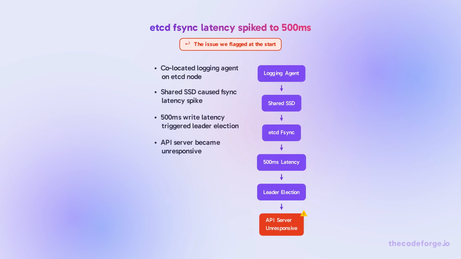This is the same issue we highlighted at the start. Here's exactly why that happened. A co-located logging agent on the same node as etcd caused shared SSD contention. This led to etcd disk write latency spiking to 500 ms, which triggered Raft leader election failures. The API server, which depends on etcd, became unresponsive.